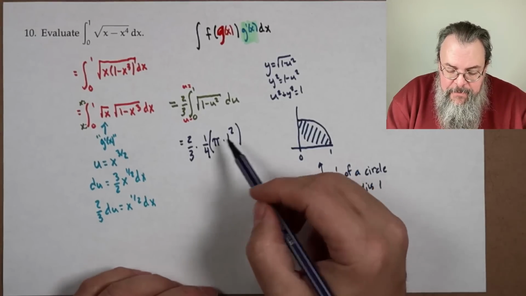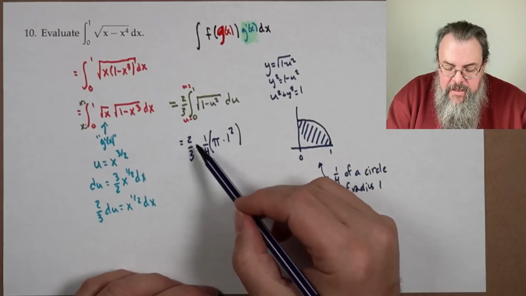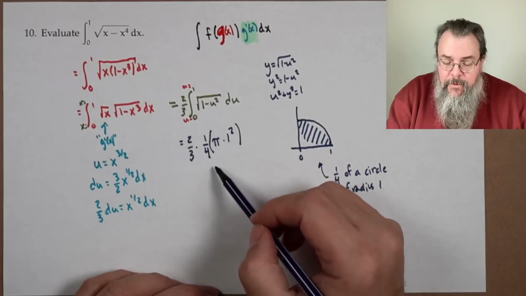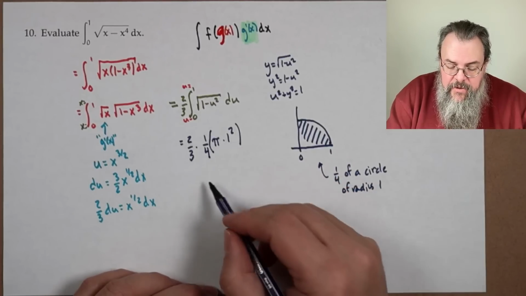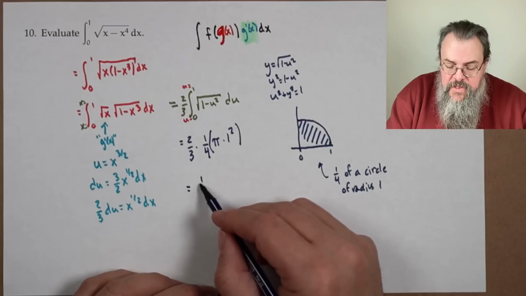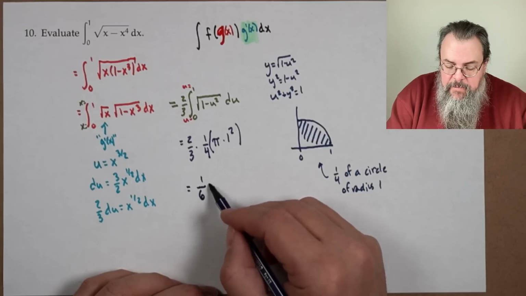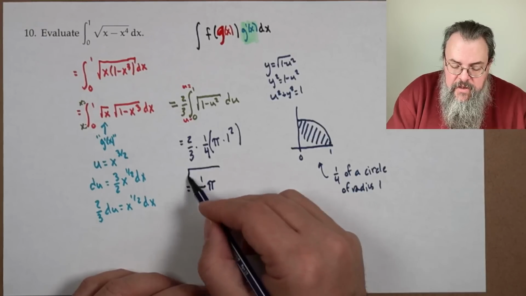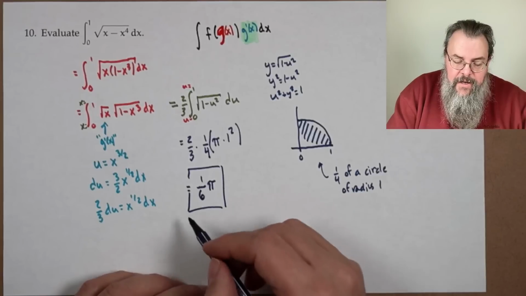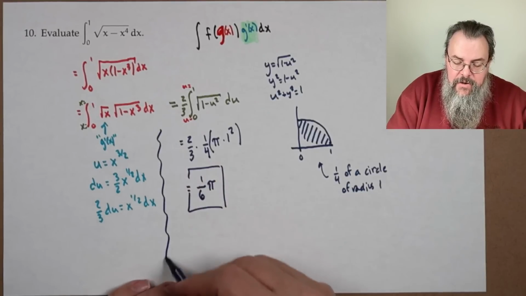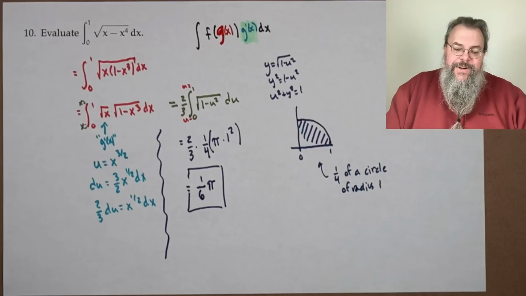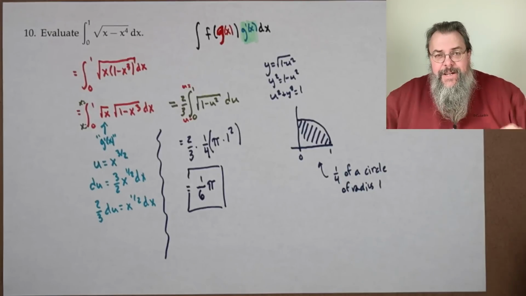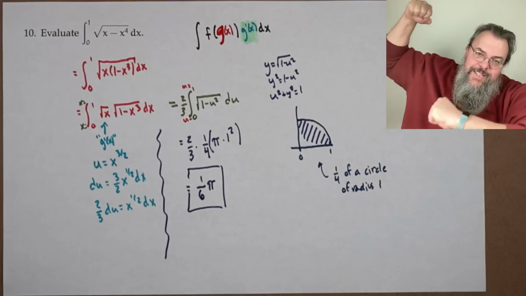Well, we're basically free. We can do a little bit left. 2/3 times 1/4. You can cancel off a single 2. So you end up with 1/6 times pi. 1/6 pi. All right. And there we go. There's our final answer to our final problem. We made it. Woohoo! Yes!